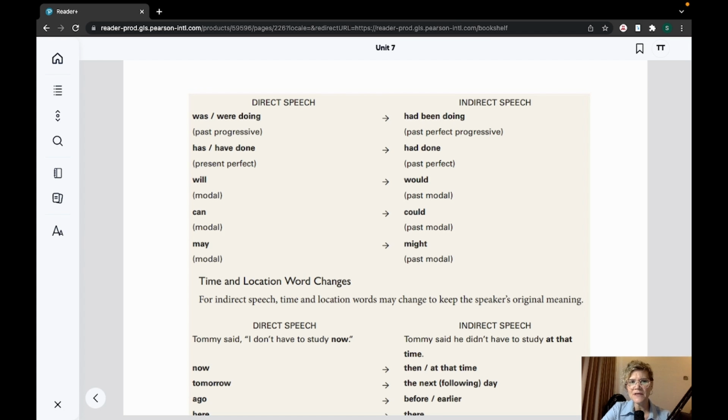But there is more. Past progressive. Let's say the direct speech is in the past progressive. It will change to the past perfect progressive. So present goes to past, but if the direct speech is in the past, it goes to the perfect tenses, okay? So the present perfect becomes past perfect, has, have done, had done. The modal will becomes a past modal: would, can, could, may, might. But that is also in your ebook, yeah?